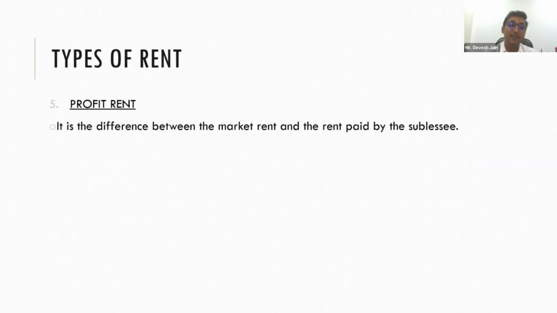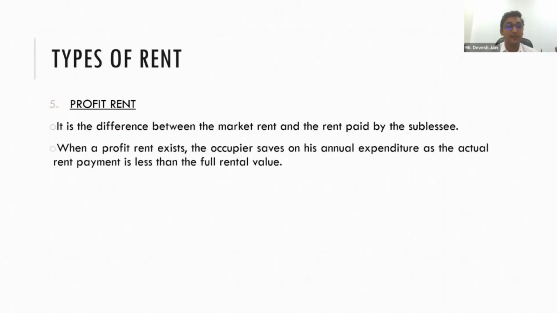Profit rent is the difference between the market rent and the rent paid by the sub lessee. So that's called the profit rent, which the lessee keeps for himself. When the profit rent exists, the occupier saves on his annual expenditure as the annual rent payment is less than the full rental value. Yes, so there are a lot of savings when profit rent is taken into account.